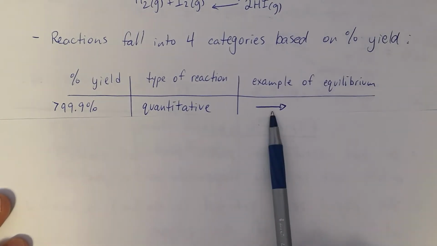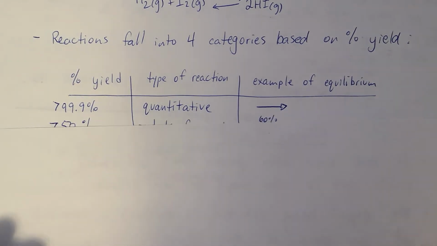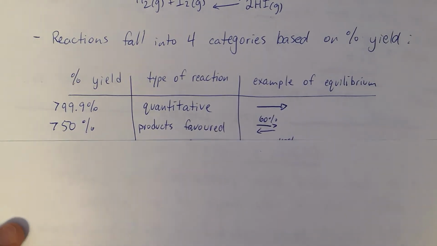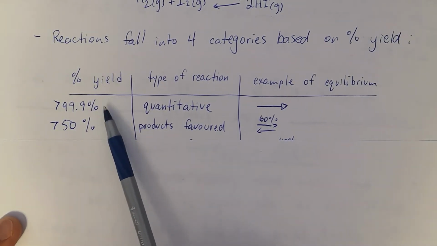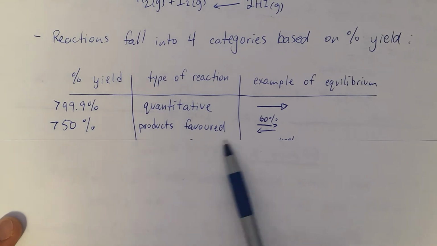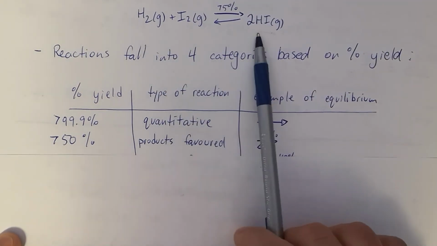Okay, so like if you're combusting hydrocarbons, you can't go backwards. They don't spontaneously form back into the reactants. That's quantitative. Using an arrow is correct. Okay, but in the example we just saw, the yield was above 50%. Obviously, it's implied it's less than 100. We call that a products favored reaction because most of the reactants became products.